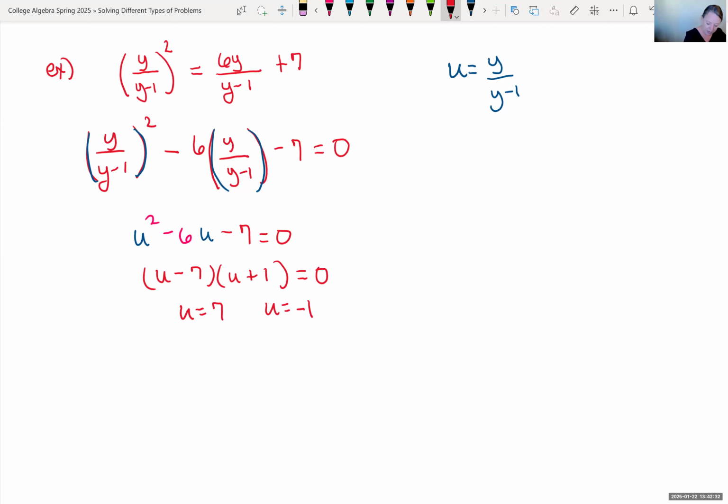So we'll have two separate equations here, and we're going to solve for y. When is 7 equal to y over y minus 1? And we have another equation: when is negative 1 equal to y over y minus 1? I have a fraction, so I'm going to multiply both sides by my least common denominator, which is only one denominator here, y minus 1, to clear the fraction.